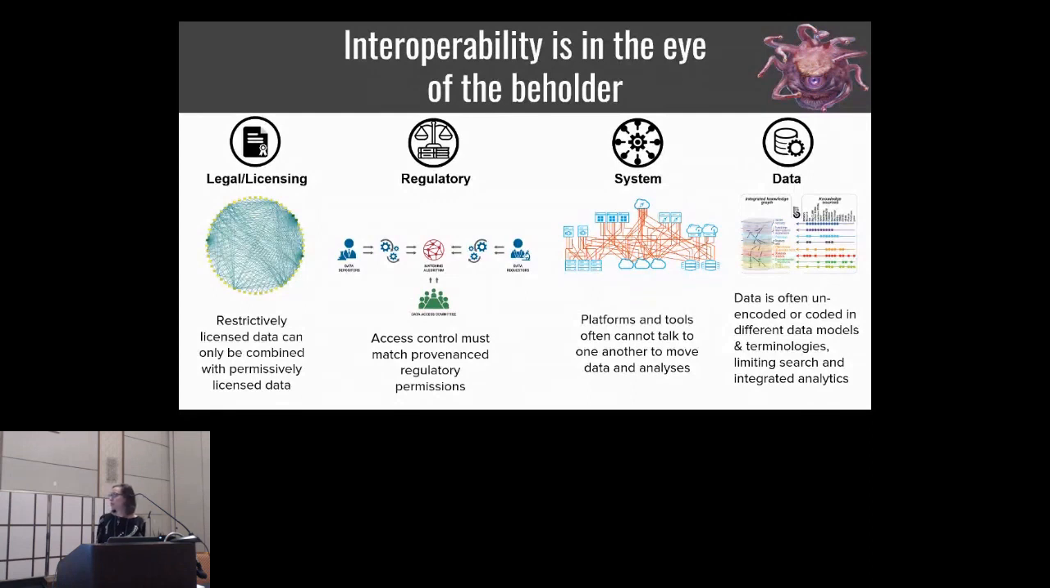Of course, there is system interoperability. Platforms and tools often cannot talk to each other in order to move data and analyses around. In the world of containerization, we've made great improvements in this, but we still have gaps, especially when we have very large data sets or data sets that cannot be moved for one reason or another, and I'm going to talk about one of those today. And then finally, the main theme of my talk is data and how it's often unencoded or coded in different models and terminologies, limiting search and integrating analytics.